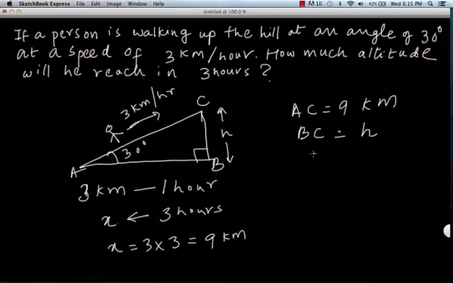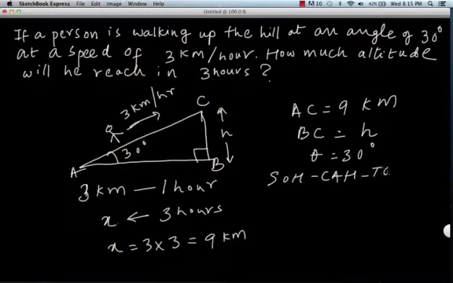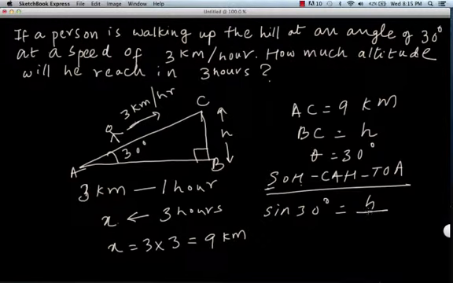angle we know is 30 degrees. So theta is equal to 30 degrees. So if you remember our mantra in trigonometry, SOH CAH TOA, you can observe that in our problem we have an opposite side and we know the hypotenuse. So opposite side and hypotenuse, the function we have to apply is sine. So sine 30 is equal to h by 9, opposite side by hypotenuse.